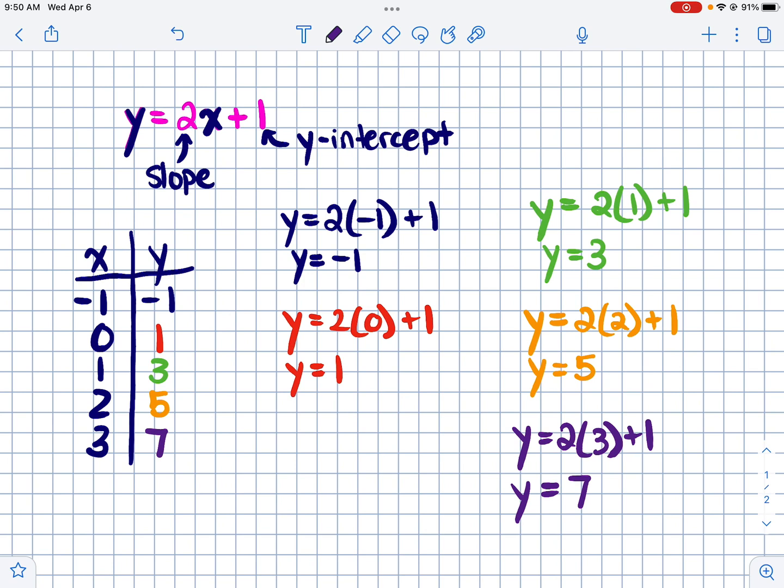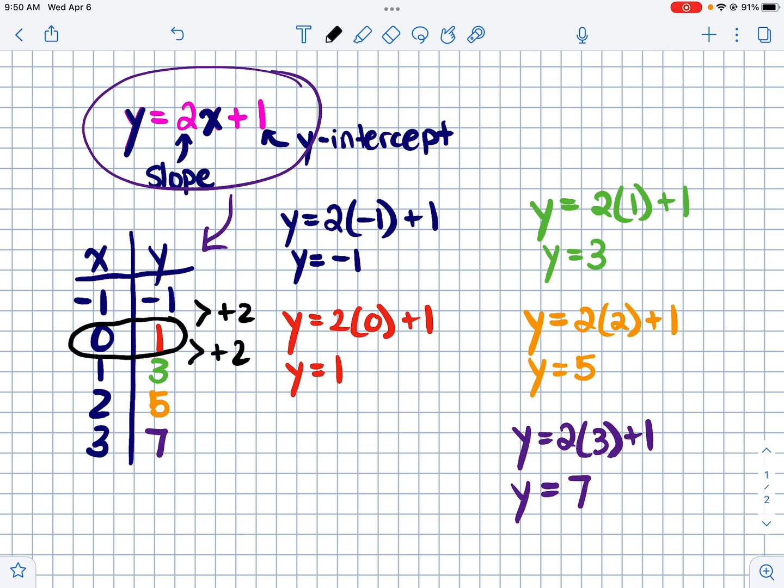So that's how you could take an equation and create a table of values. And then from that table of values, you could graph a relation. So that's kind of going the other way. If you're given the equation, you can make a table. And again, we can see from our table, it's going up by 2 every single time. So that's our slope. We can also see that the y-intercept is 1, because when x equals 0, y equals 1.